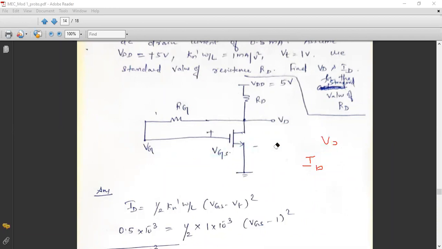Now you can solve. Write the equation for the drain current, substitute all the given parameters, find the value of VGS and let me know the answer.